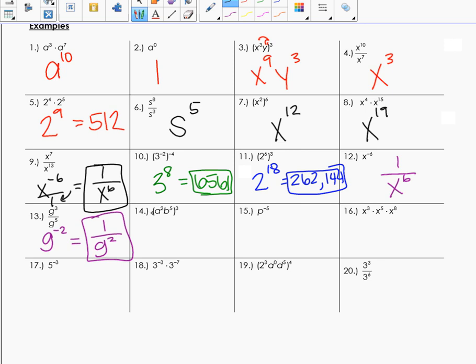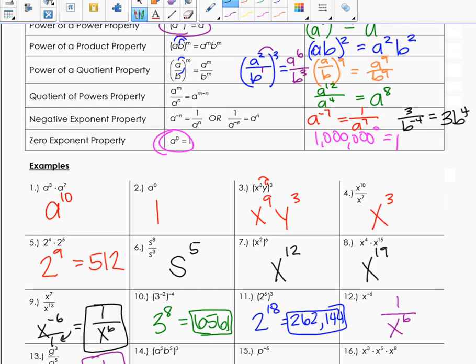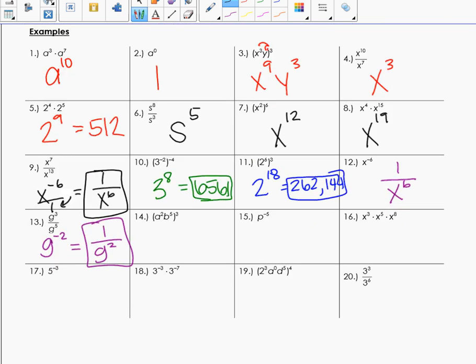For number 14, this is kind of what I was talking about when I was explaining the properties. You are going to use your distributive property idea with the power of a product property, but you already have some of your exponents in there. So when you distribute that in, you're going to get a to the second, but to the third. So 2 times 3 is 6, and then b to the fifth to the third, power to power, you multiply, so to the 15th. Number 15 is just like number 12. You're going to move it to the denominator, 1 over p to the fifth. That's your final answer.